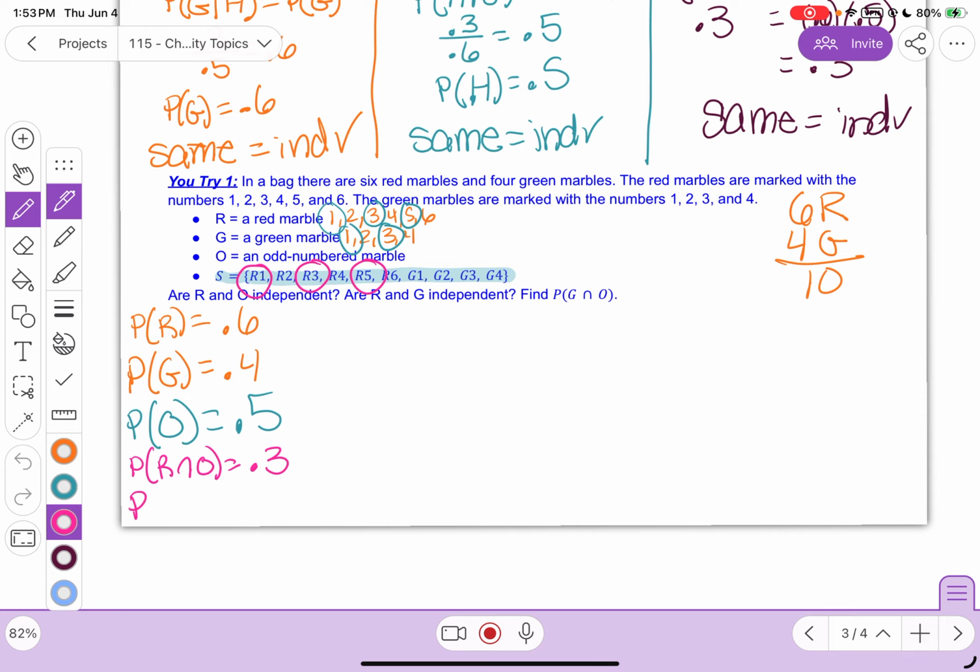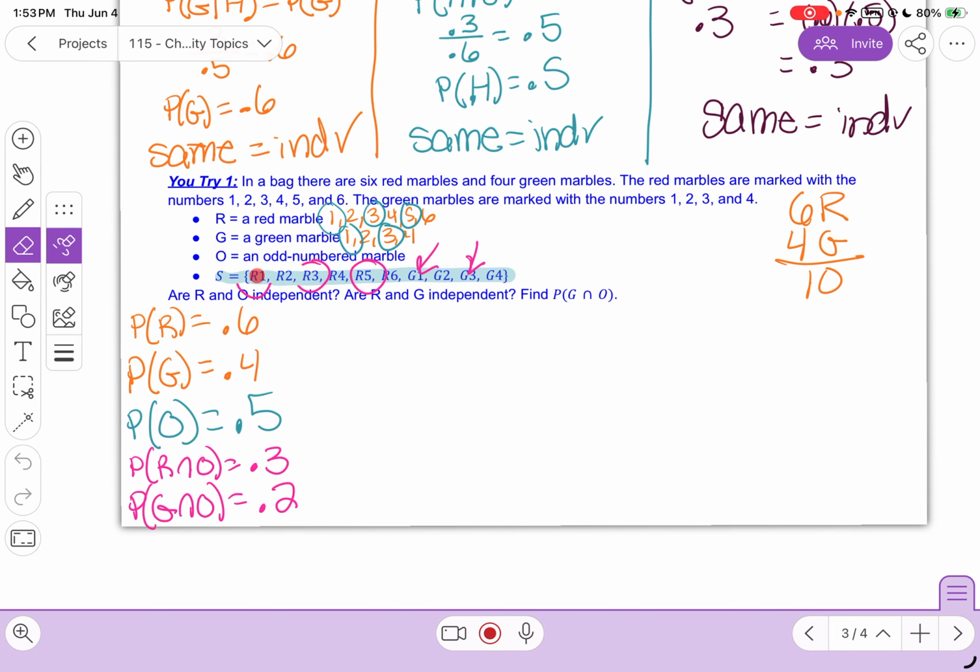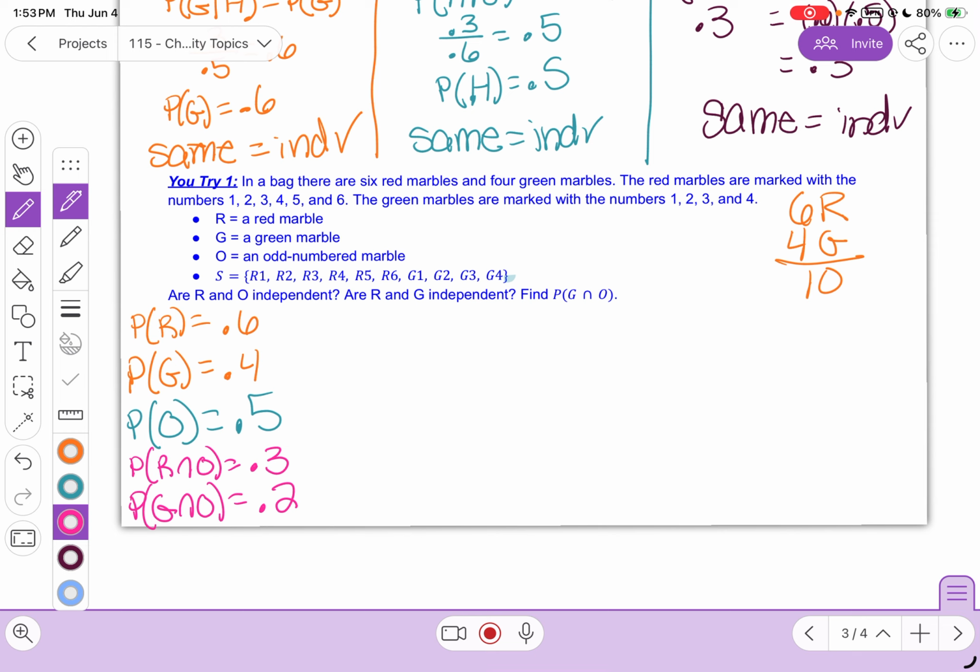And then green and odd, there's 1, 2. 2 out of 10 by counting in that sample space. So I found all those probabilities. Now let's see what we've got going on here.